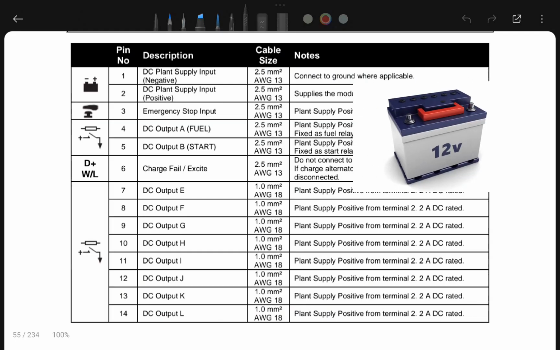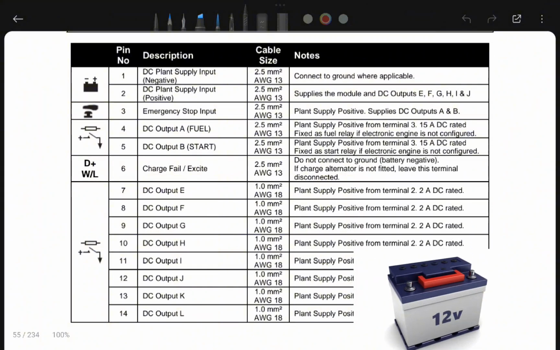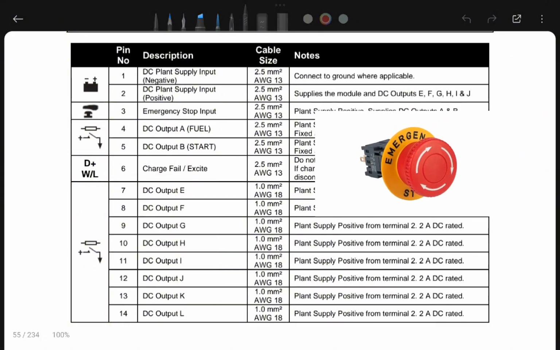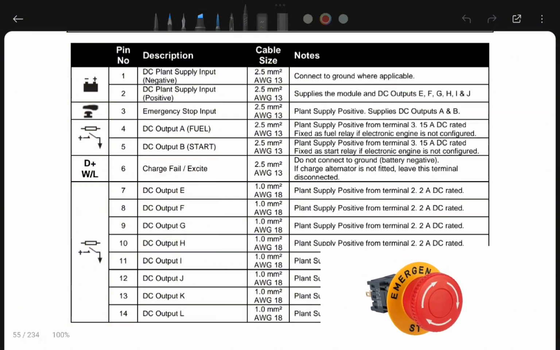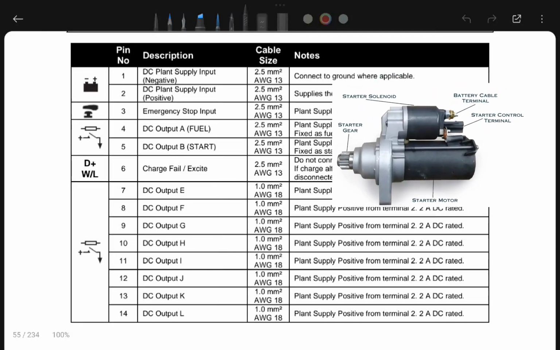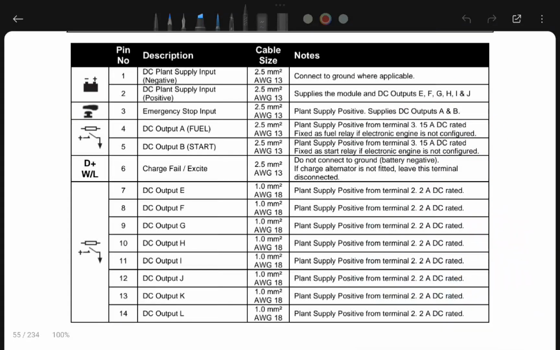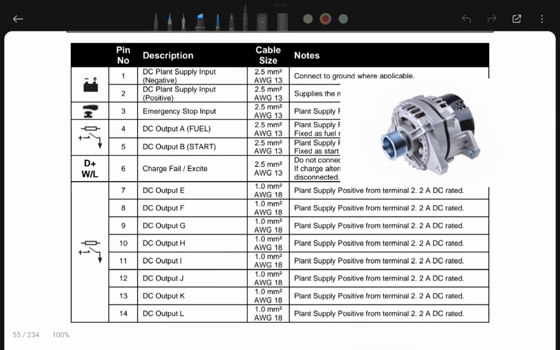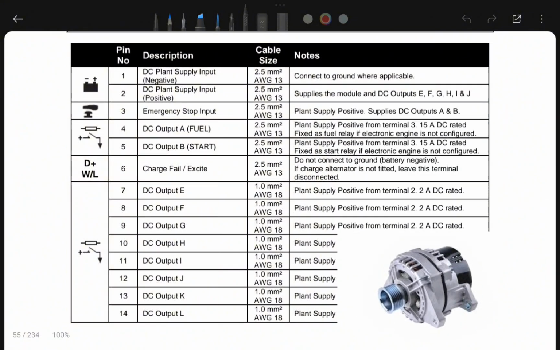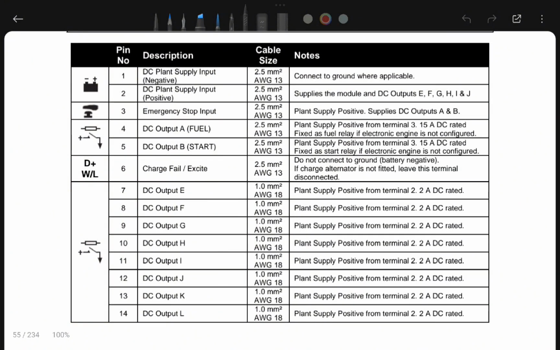For example, your pin number 1 and 2, which is your DC supply. Your pin number 3 is your emergency stop. And the 4, 5 is your fuel and crank output. Pin number 6 is for your charging alternator monitoring. And your 7 to 14 is your configurable positive output.